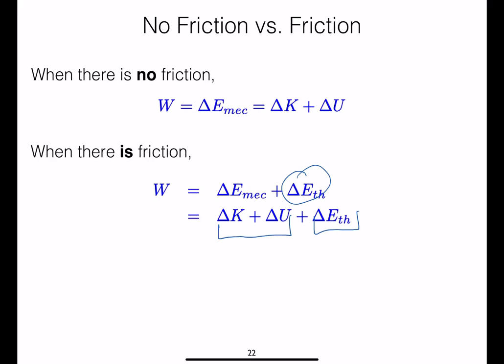So when there is friction, kinetic energy 2 plus potential energy 2 equals kinetic energy 1 plus potential energy 1 does not work. That is not true anymore.